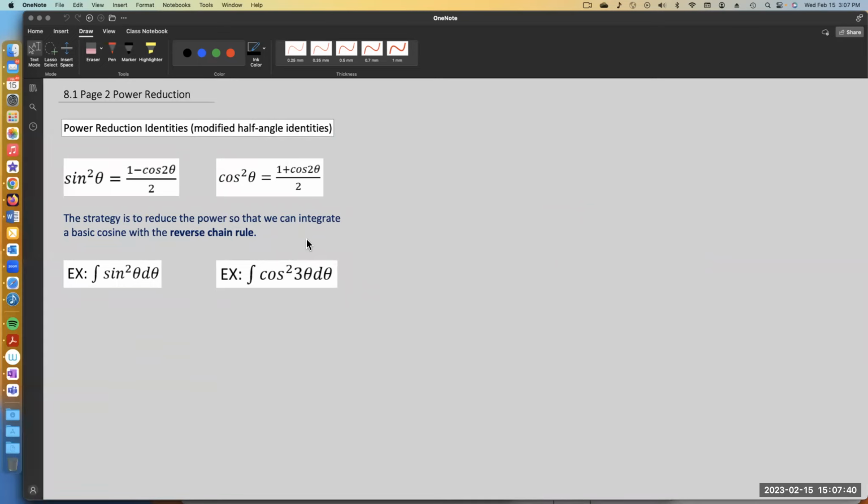So let's go ahead and notice that these power reduction identities do exactly that. They're reducing the power. When we look at the trig function on the left here, the power is 2, and on the right, the trig function has a power of 1, and same over here. So that's why we call them power reduction. When we reduce the power, we are creating an integrable function. Let's take a look at this first one here.